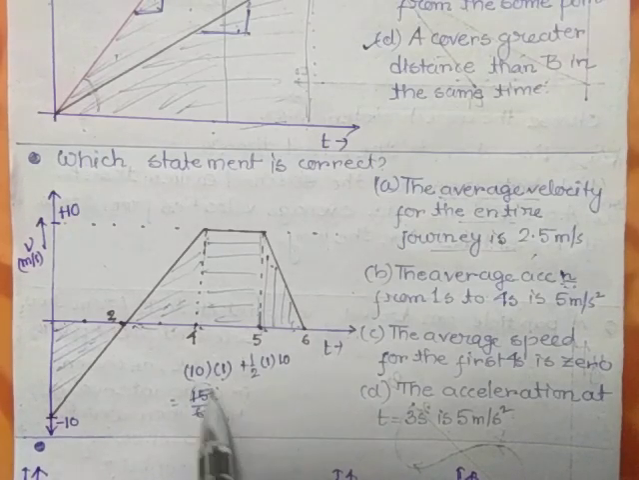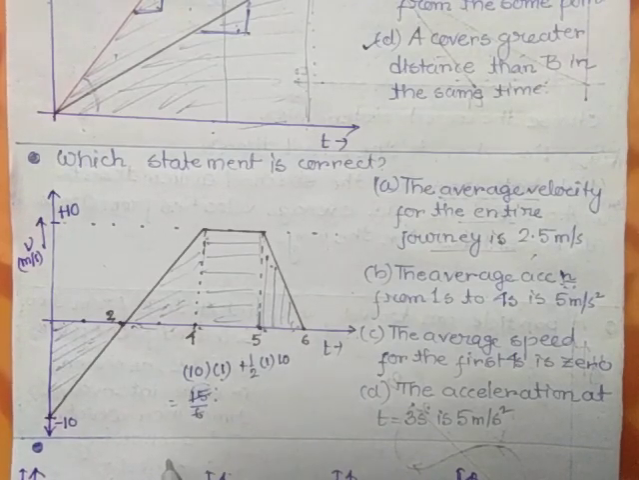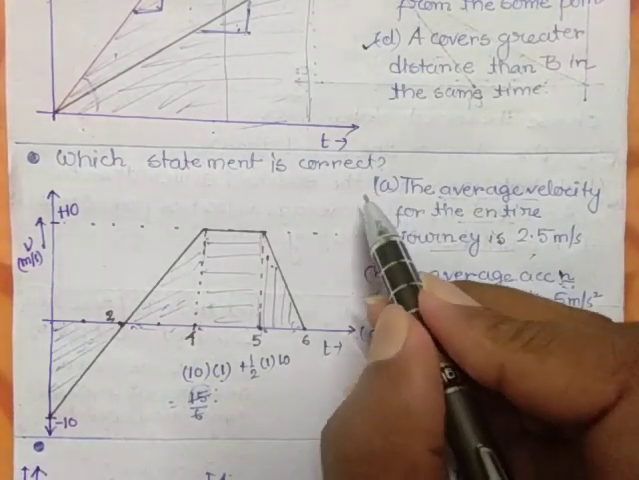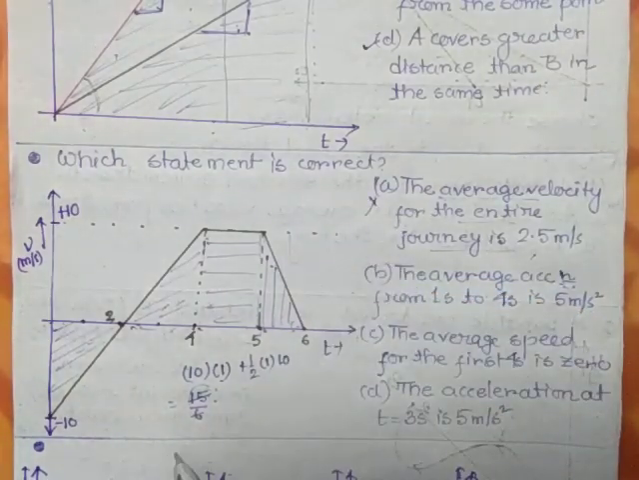The average velocity I am calculating as total distance by total time. Total distance by total time is not 2.5. It is something like 3.5. So this option is not correct.